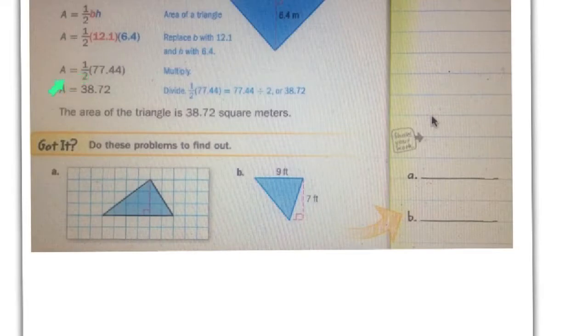Now, you might be thinking, oh no, how am I going to multiply a fraction times a decimal? That is crazy. Well, there's 2 different ways you can do this. Remember, multiplying by 1/2 is the same thing as dividing by 2. So you could simply do 77.44 divided by 2 in your calculator, and you would get your answer.